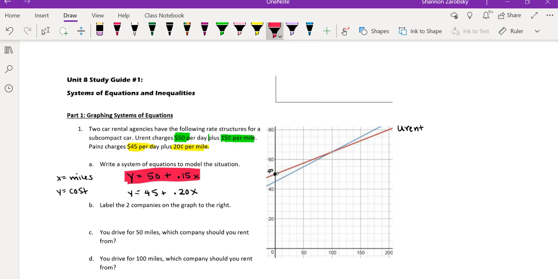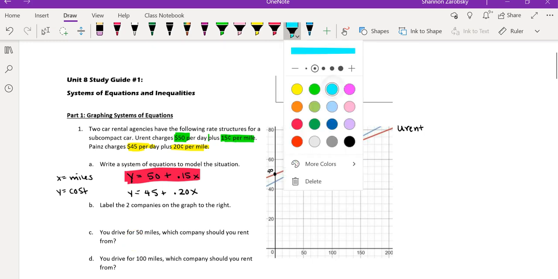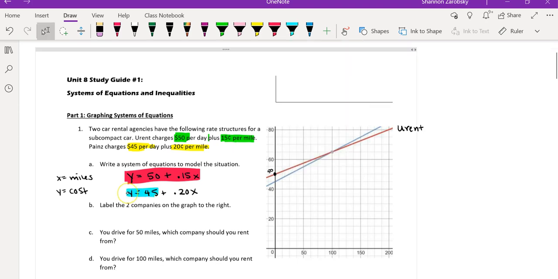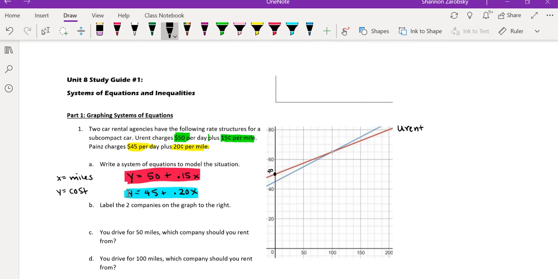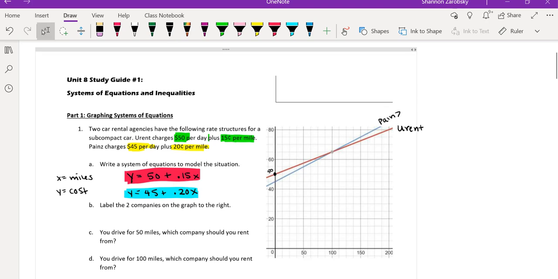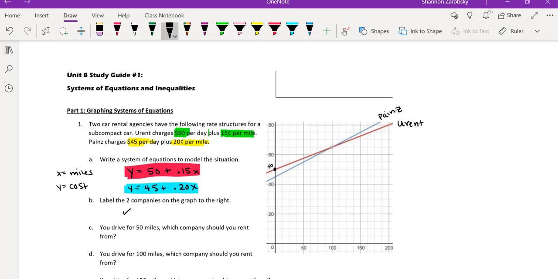All right, so the other equation starts at 45, which is where this blue line starts. Therefore, this one is the blue graph. So I'm going to go back over here and label the blue one as Paynes. It's a strange name for a car rental company. Okay, so now we have to answer some questions about it.